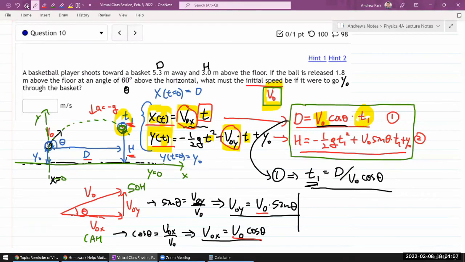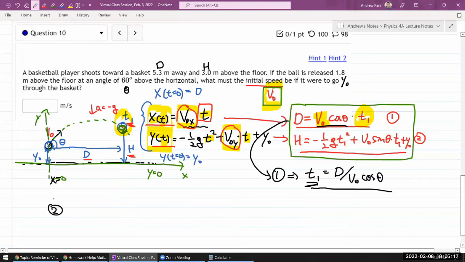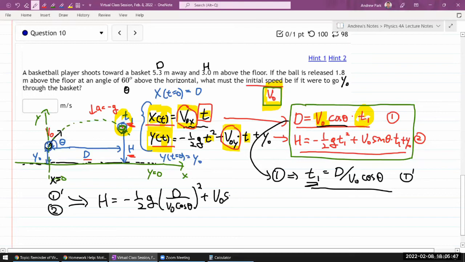So let me make some space here. I'm going to take equation two and plug in, let me label this as one prime, plug in one prime into equation two. That'll give me h is equal to minus 1/2 g. Okay, I need to plug in t1. So that'll be d over v naught cosine theta, squared. Okay, that's a little bit scary, because I'm squaring and I like linear things. Let's keep going. Plus v naught sine theta times t1, d divided by v naught cosine theta. And here I'm seeing something I like. I can see that v naught's going to cancel out here, which I think will be nice.